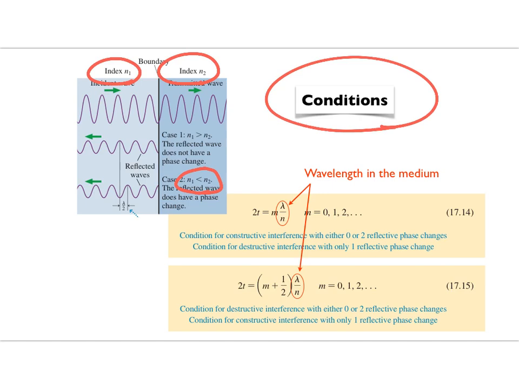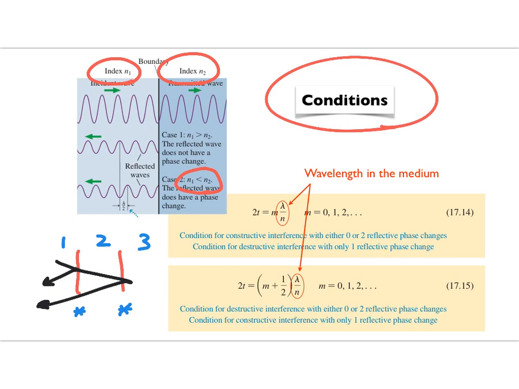So what we need to do is, first off, figure out, I have 3 different media. I get a reflection from the first interface. I get a reflection from the second interface, but I have media 1 and 2 and 3. I have 2 different regions of reflection. How many reflective phase changes do I get? Do I get any? Do I get 0? Do I get 1? Do I get 2? That's what we need to consider.